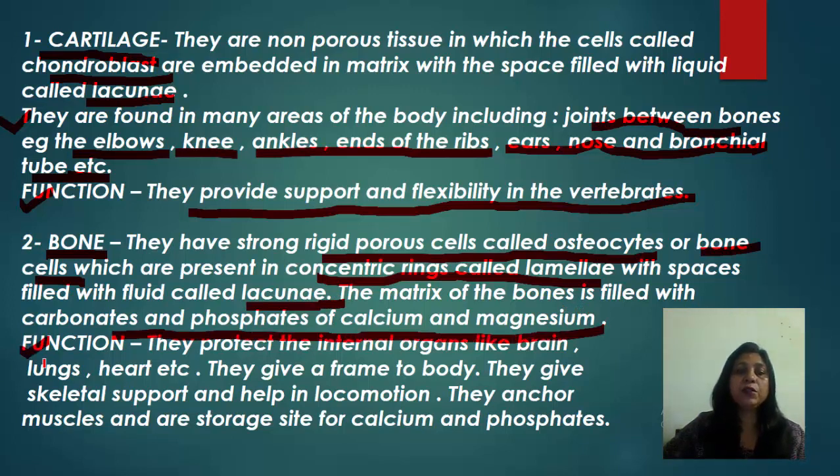What is the function of bones? There are so many functions of bones. They protect the internal organs like brain, lungs, heart, etc. You all might be knowing brain is protected by the skull. It is protected by the skull, and this skull is the framework of bone. Lungs are protected by the ribs. Okay, and heart is also protected by the ribs. That is the rib cage.